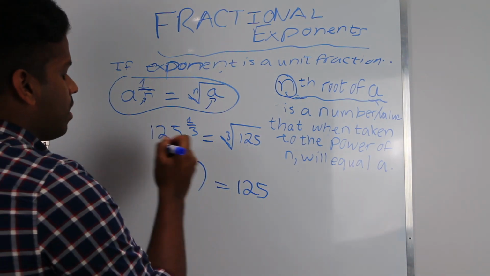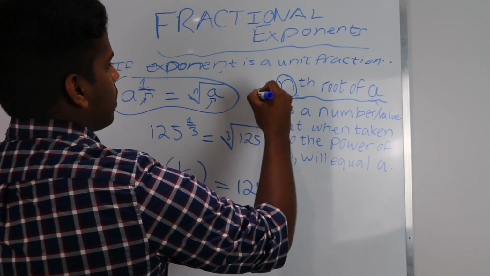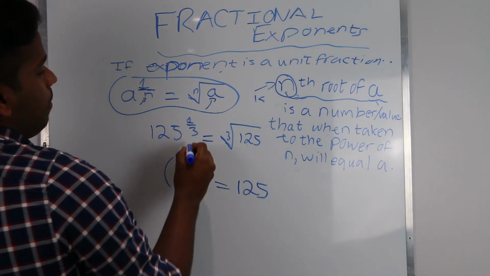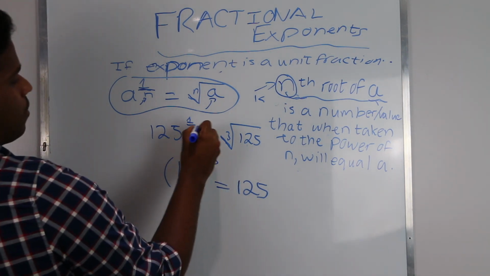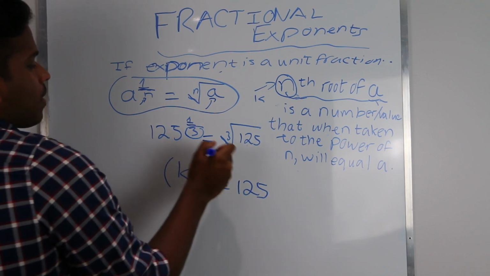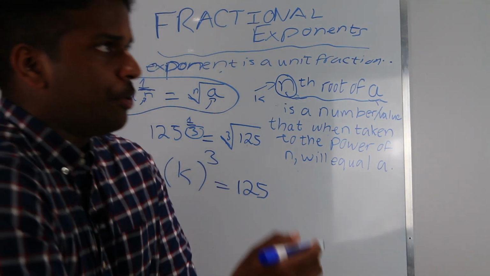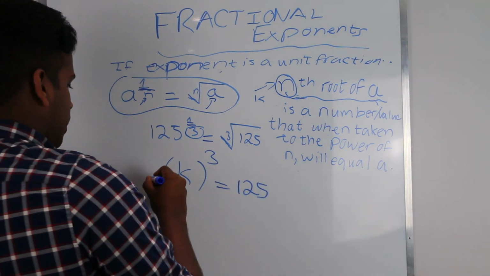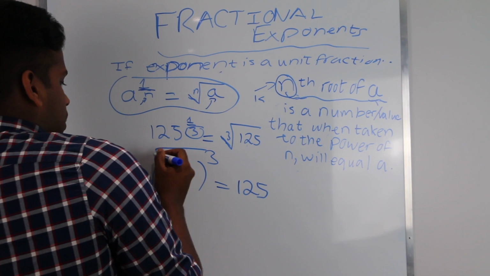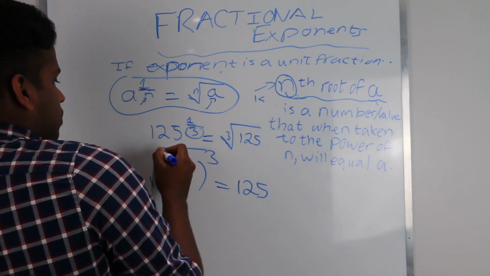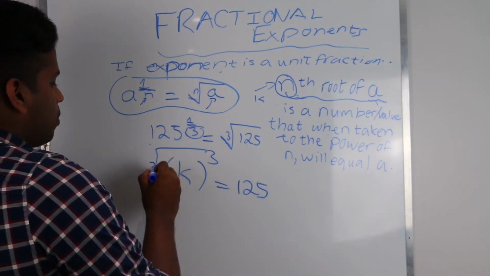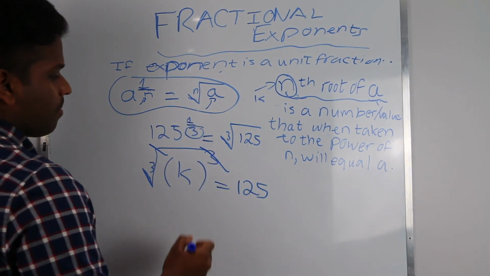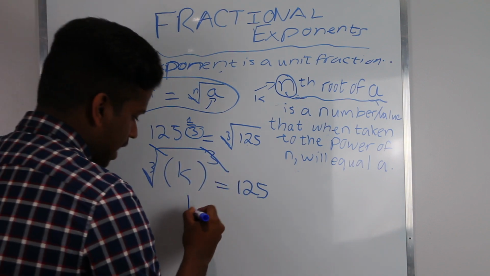We'll use the same k variable. So the nth root of a is k, and we know our n value, which is 3. The 3 from here comes from here. So we know that k to the power of 3, or k cubed, equals 125. How would we isolate k? We do the opposite operation, so we do the cube root. The cube root and the power of 3 cancel out, so k is by itself.